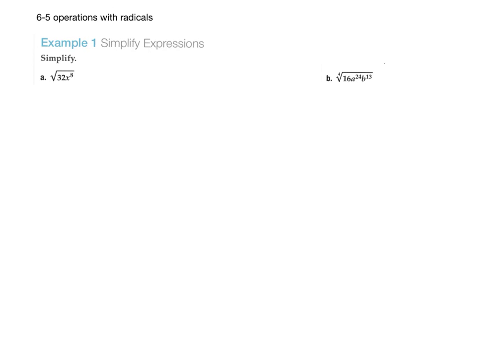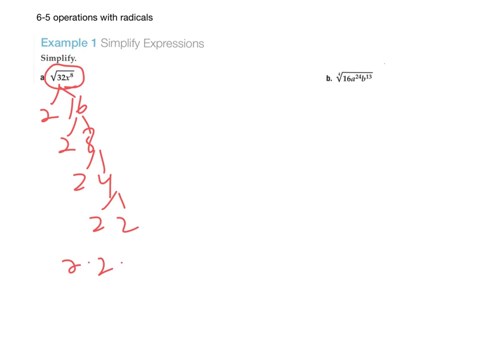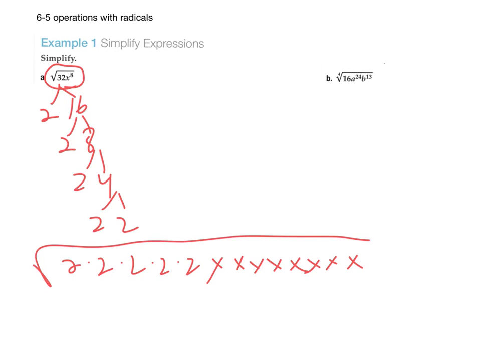Simplifying radicals simply means to pull out any pairs of numbers, or if it's a cube, any cubes. So in this case we want to pull out any pairs of numbers. I'm going to factor tree it. I now have 2 times 2 times 2 times 2 times 2, and I have x times x times x times x times x times x times x times x, 8 x's, and that is what it simplifies to once I take out the pairs.